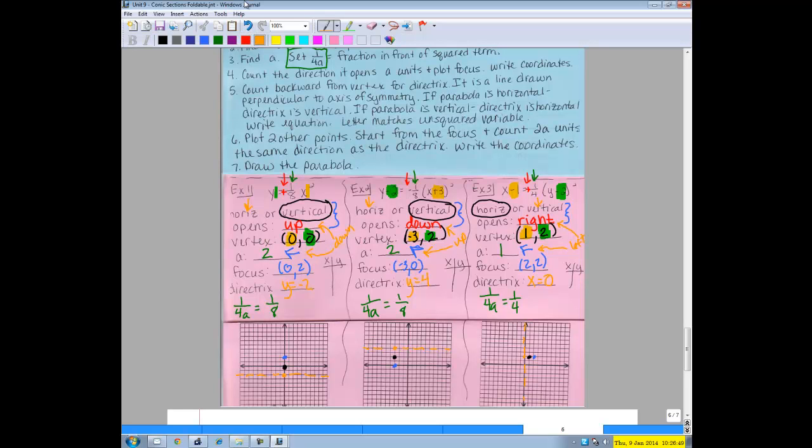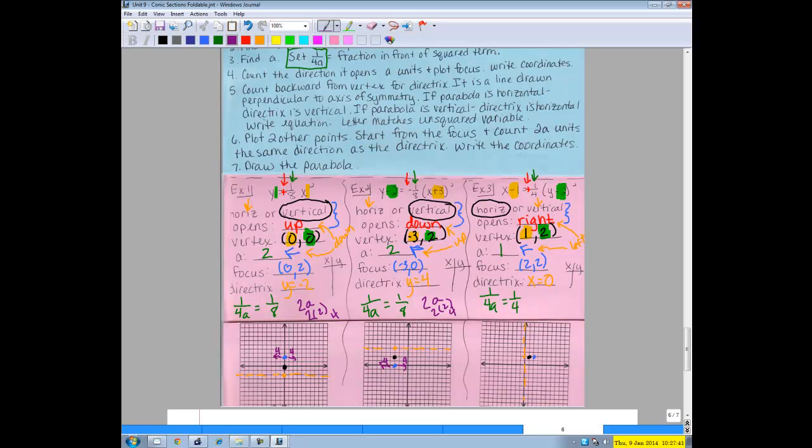The very last thing that we have to do is to plot 2 more points in order to draw our parabola. So to do that, we go 2 times A in the direction from the foci. So 2 times A. Our A over here is 2, which means we will count 4. So 4 this way and 4 that way. And this one, it will be 2 times A, which is 2 times 2, which is 4. So we will count 4 that way and 4 that way.